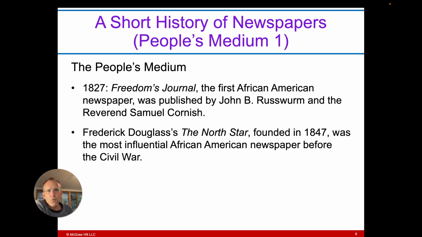Now, in 1827, the Freedom's Journal, the first African-American newspaper, was published by John Russwurm and the Reverend Samuel Cornish. And Frederick Douglass's The North Star, founded in 1847, was the most influential African-American newspaper before the Civil War.